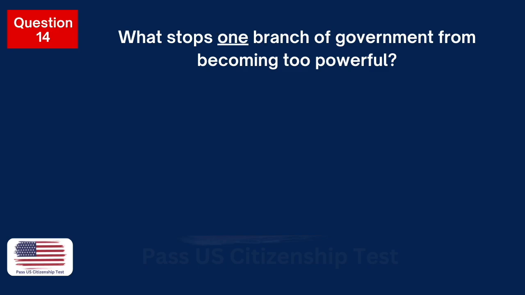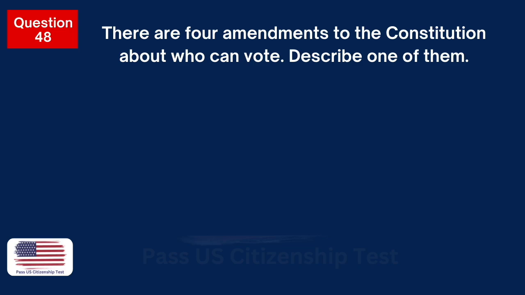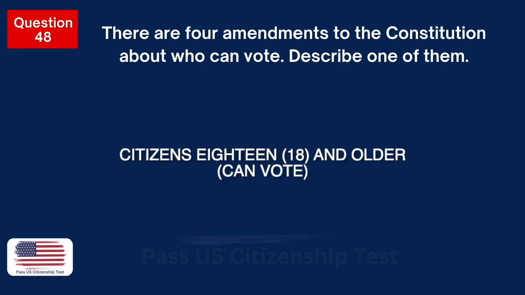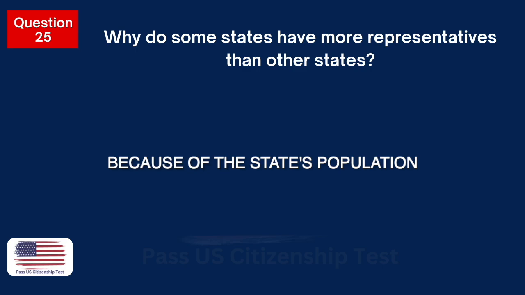What stops one branch of government from becoming too powerful? Checks and balances. There are 4 amendments to the Constitution about who can vote. Describe one of them. Citizens 18 and older can vote. Why do some states have more representatives than other states? Because of the state's population.